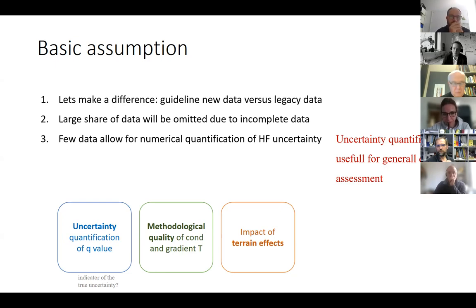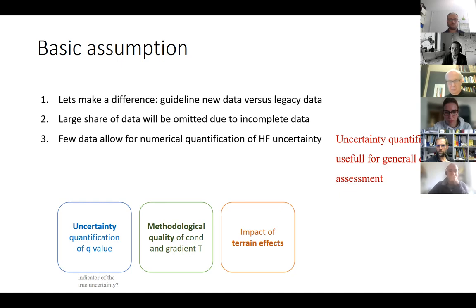Second assumption for today is that, looking at the heat flow database, it becomes clear that a large share of data will be omitted due to incomplete data. I have shown the experiences we are currently making in the German heat flow database, where we have to omit 70 to 80% of the data simply because of incomplete basic data that are not documented. And connected with that is the question of scientific reproducibility of the data documented.